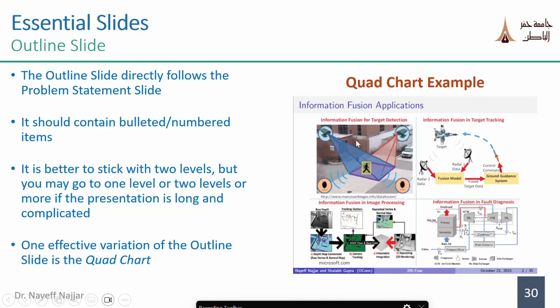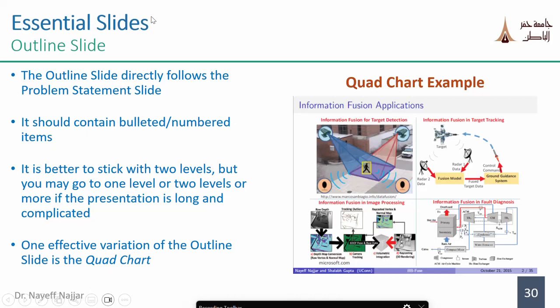So you need to put a title for each section, and then you put a picture that's related to the title. So this is one way to present your outline, and it's a good way. It's visually attractive, and it helps people understand what you are saying. So this is a good technique, but you can have bulleted items, that's fine too.